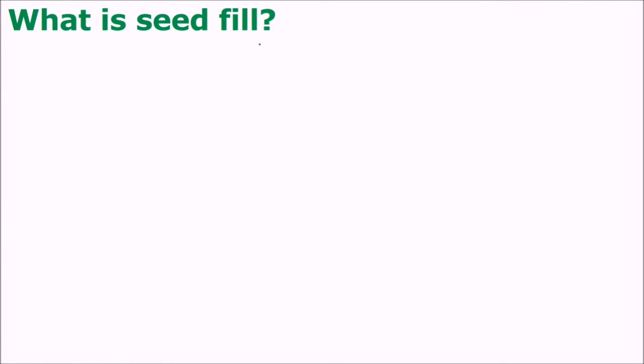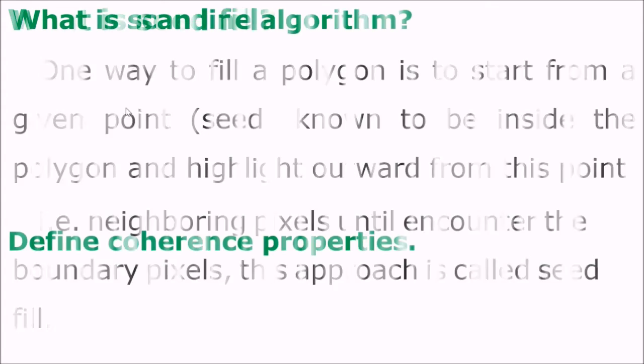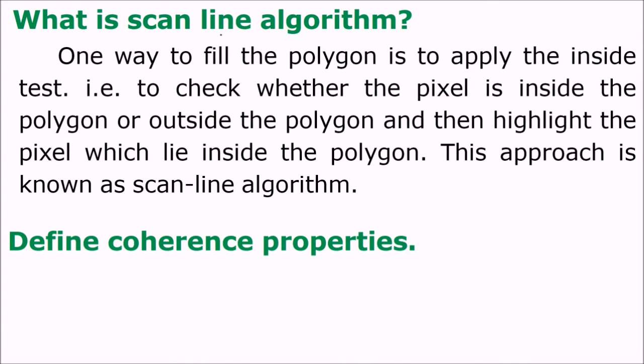What is seed fill? One way to fill a polygon is to start from a given point, say a seed, known to be inside the polygon, and highlight outward from this point, that is, neighboring pixels, until we encounter the boundary pixel. This approach is called seed fill. What is the scanline algorithm? We have already seen this. One way to fill the polygon is to apply the inside test to check whether the pixel is inside or outside the polygon, and then highlight the pixels which lie inside the polygon. So this is the scanline algorithm.